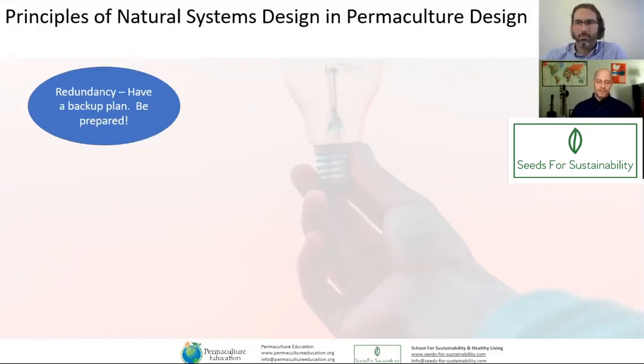One principle that relates to design thinking is redundancy. Have a backup plan, be prepared. For every critical need, provide multiple ways of meeting that need. Your critical needs are water, food, money, heating, the toilet, social and political power. For every one of those, you want to have multiple ways of meeting it.